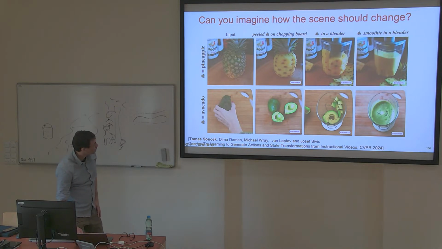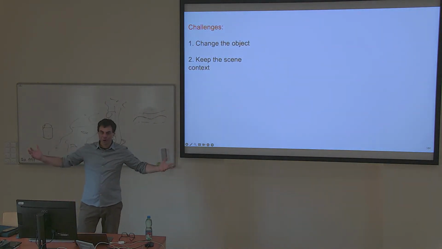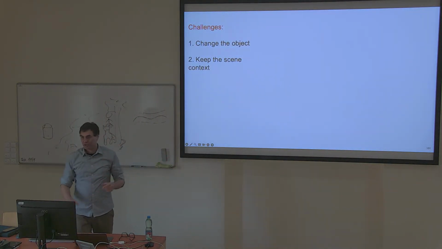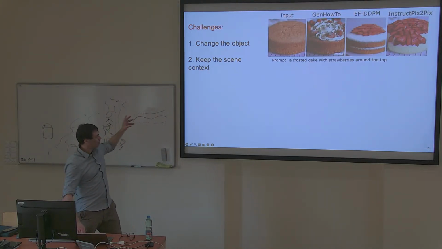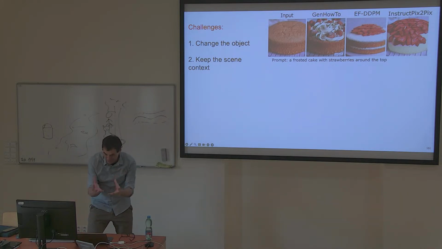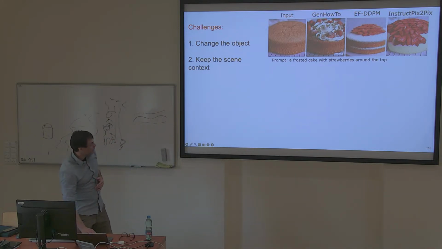And you can say, well, we have generative models like Midjourney. The problem is that we want to change the object, but we also want to keep the scene. We want to keep the same object there. So your input, which is the object here, this is our method, the Gen How To.